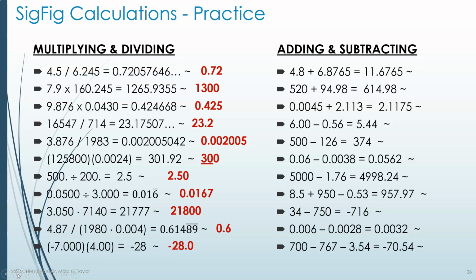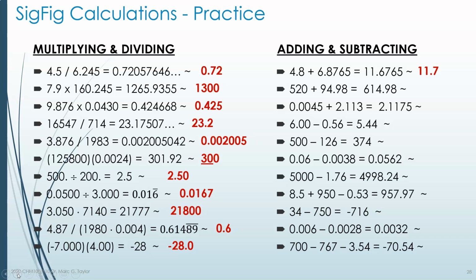Now, if we look at the adding and subtracting, here's an addition of 4.8 plus 6.8765. The last significant digit of the first number is in the tenths place, whereas the last significant digit in the second number is in the 10,000th place. Therefore, we will round to the tenths place, the less precise of those two, and therefore our answer will be rounded to 11.7.